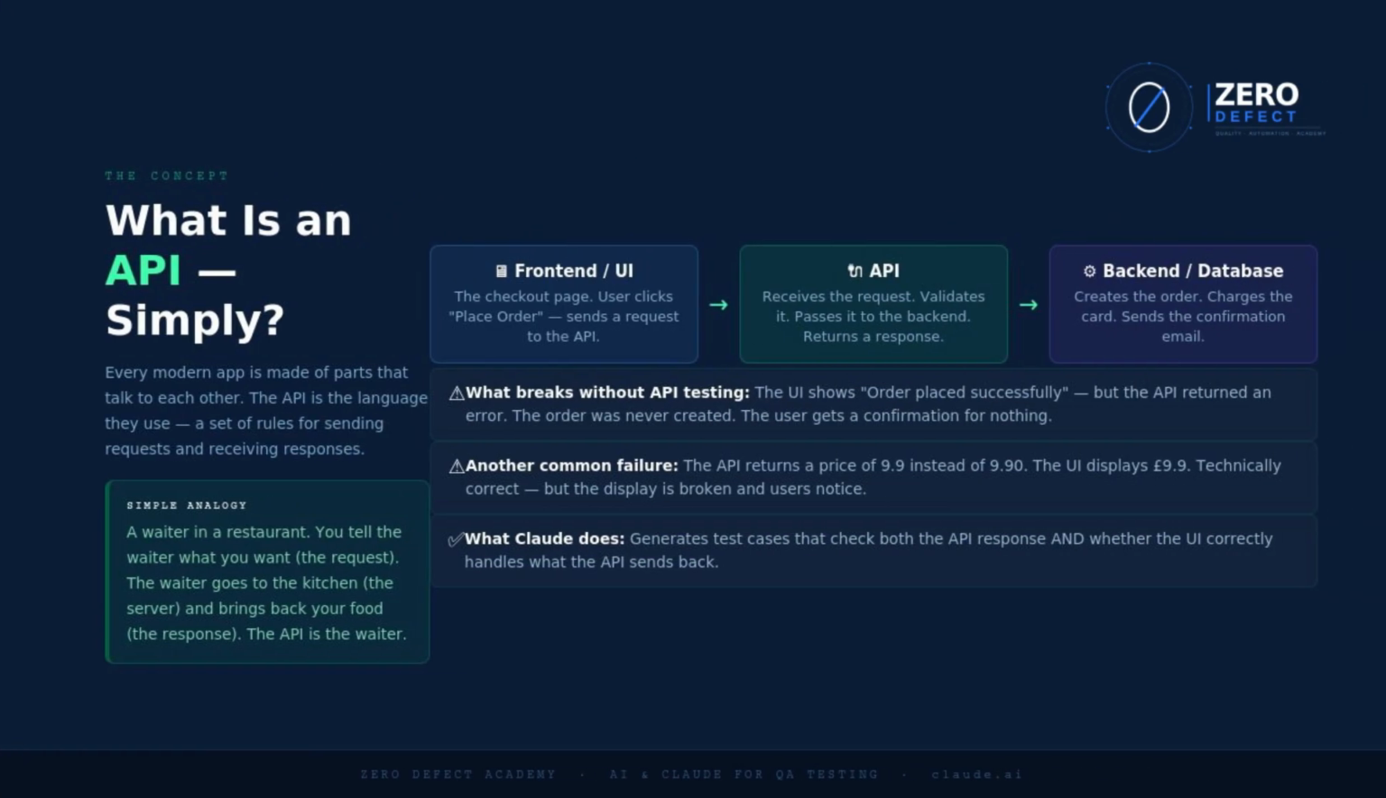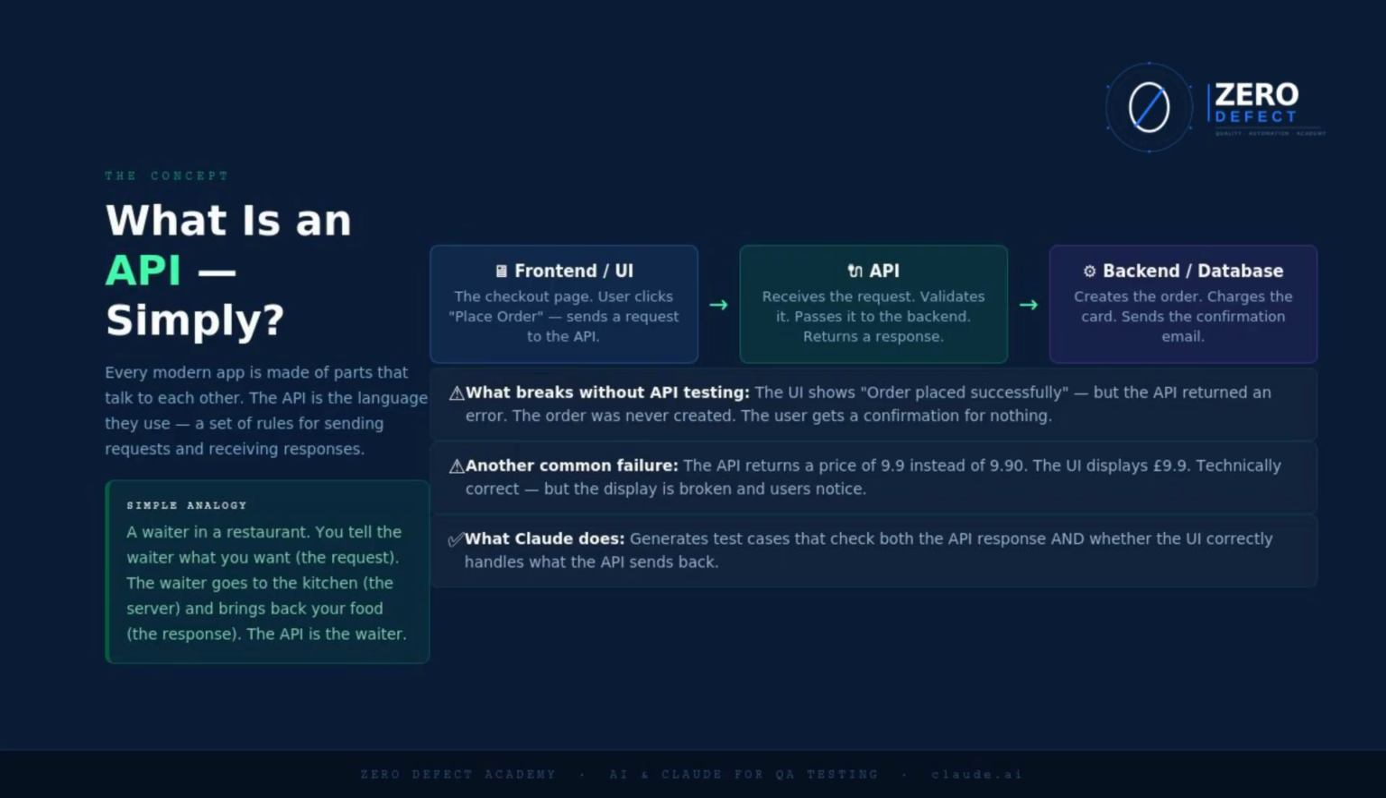Let's start from the beginning, because I want everyone watching this to feel confident, whether you've tested APIs before or never touched one. An API is simply how different parts of an app communicate. Think of it like a waiter in a restaurant. You tell the waiter what you want. That's your request. The waiter goes to the kitchen, that's the server, and brings back your food. That's the response. The API is the waiter.